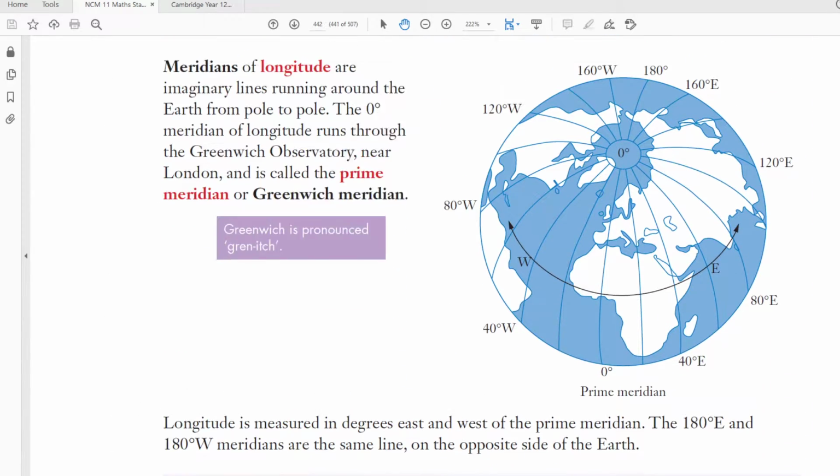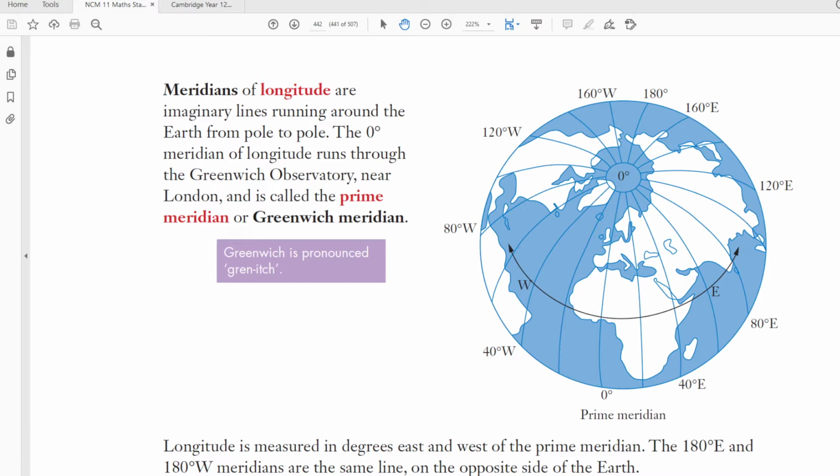Now, the other one we have are longitudes, or meridians of longitude. These are the ones that start at the top at the North Pole, and they work their way around. Now, the starting point for the lines of longitude is at 0 degrees here, the prime meridian.